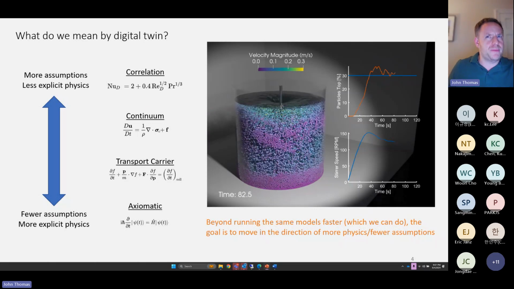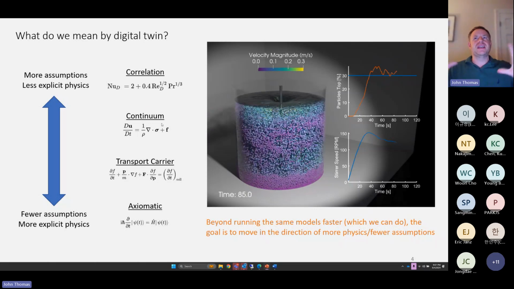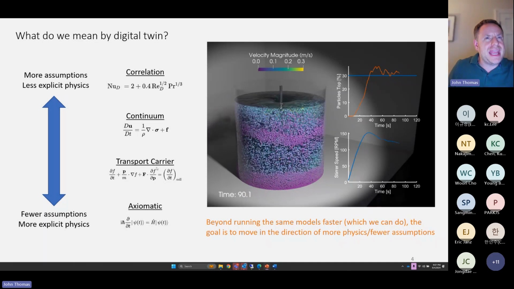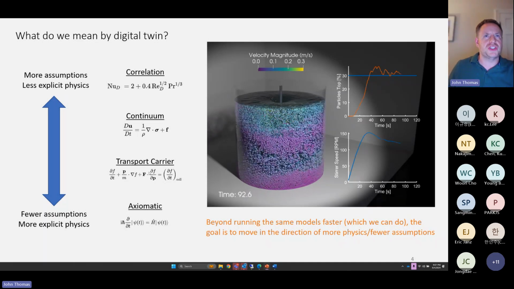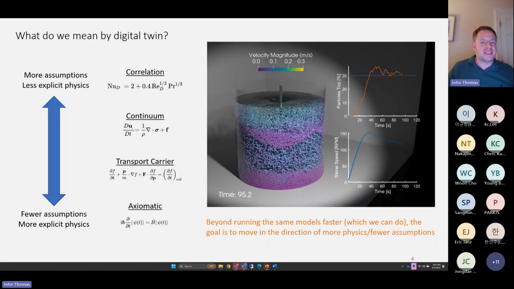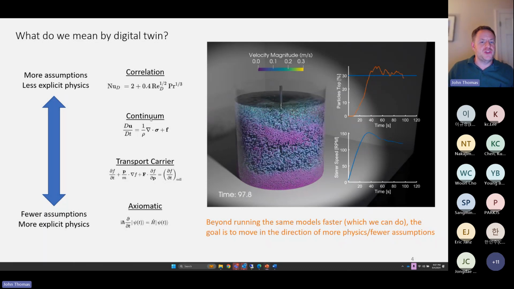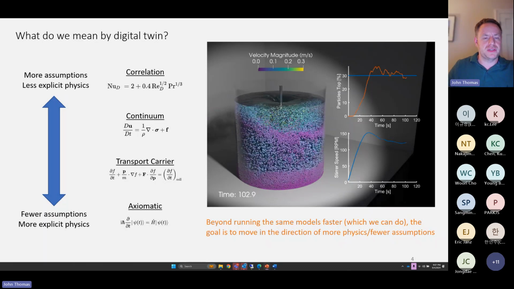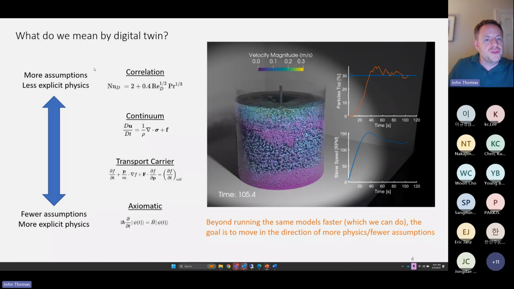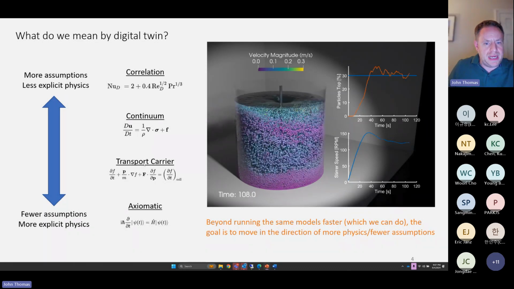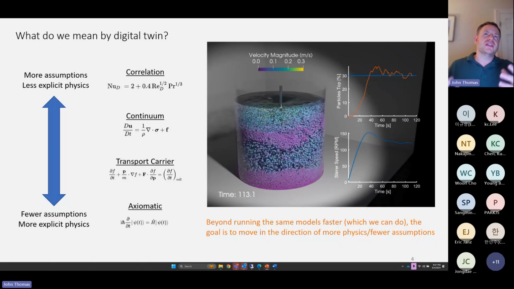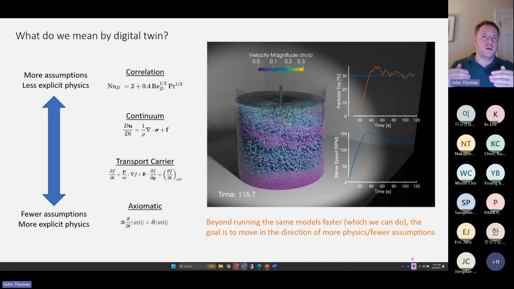We have continuum representations. This would be like a finite volume method or whatnot. Then we have carrier, mesoscopic based approaches, where we're describing the net effect of these continuum behaviors in terms of the underlying mesoscopic transport carriers. Now, importantly, the lower we go on this train, the more physics we're resolving explicitly, and the fewer assumptions we're required to inject into our model.